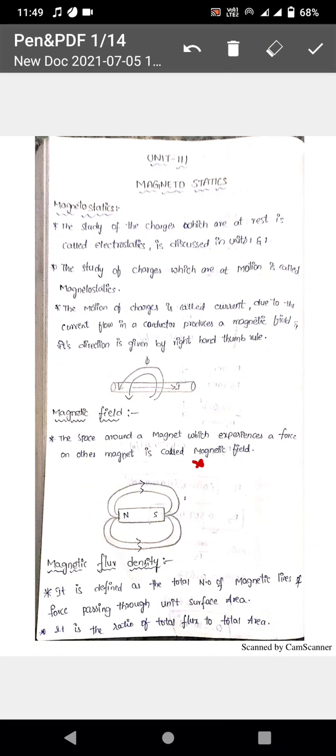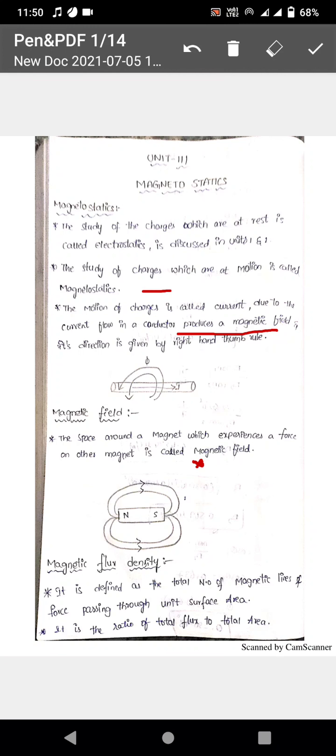Coming to magnetostatics, as I told you previously, the study of charges which are at rest is known as electrostatics. It is discussed in Unit 1 and 2. Now coming to magnetostatics, the study of charges which are in motion is called magnetostatics. When the charges are in motion, they produce a magnetic field. Hence, we go for magnetostatics. The motion of charges is called current. The current flowing in a conductor produces a magnetic field.